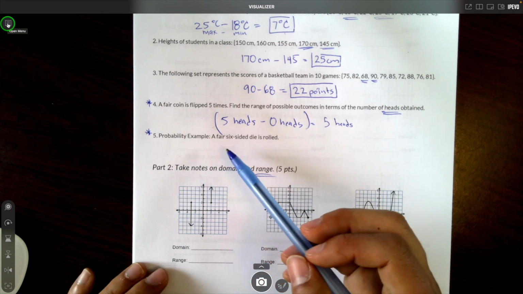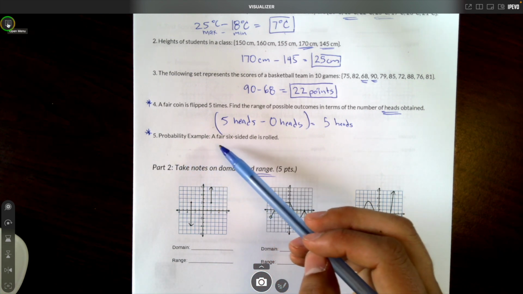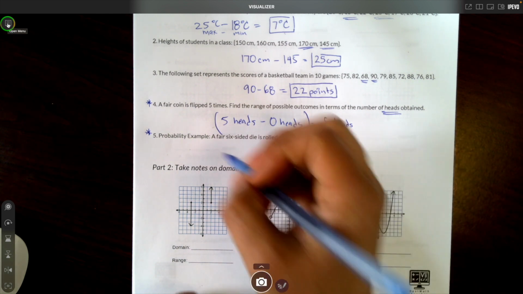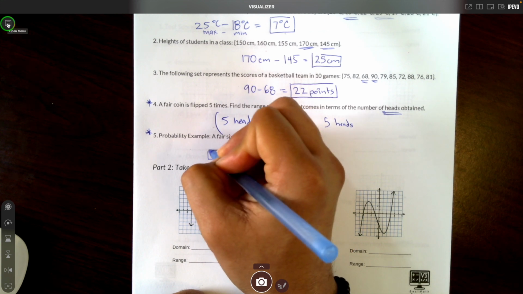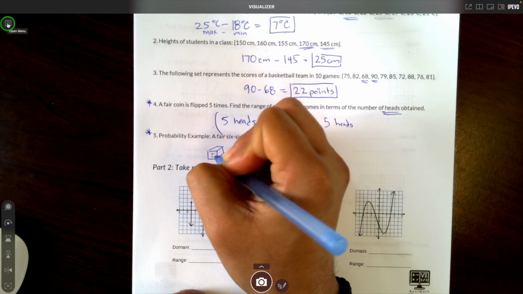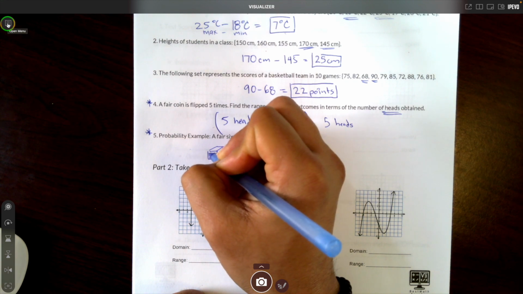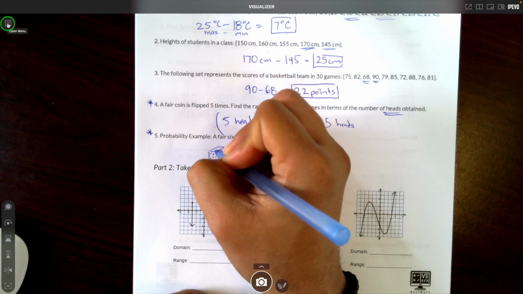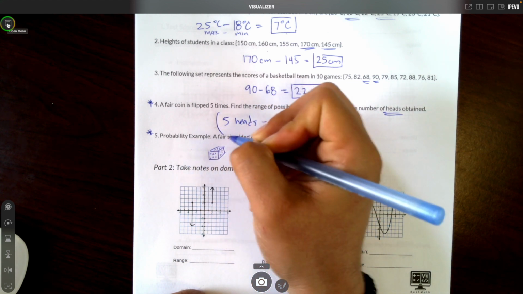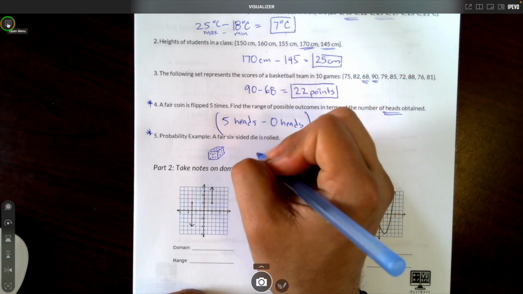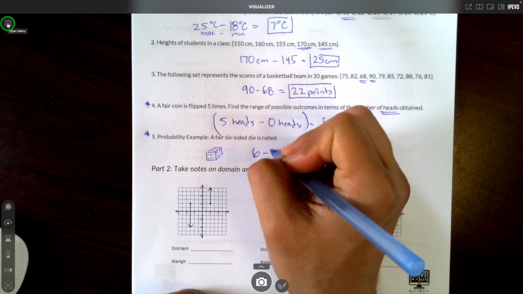Let's do number 5. So probability example. A fair six-sided die is rolled. Again, I don't have a die on me right now, but a die looks like the little things that people used to gamble with. And there's a bunch of little dots. There's one side that says 6, one side that has 5, one side that has 4. Another side has 3, 2, and then 1. So the most that we can get is 6. That's the max. The least we can get is 1.